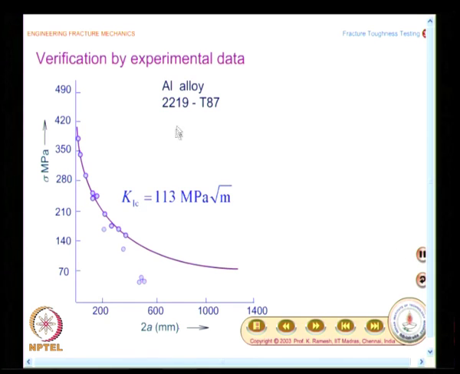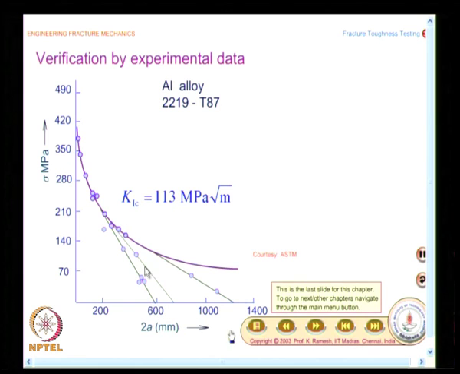The K1C for this alloy is 113 MPa root meter, and using Feddersen's approach, you can draw tangents for different panel widths, and people have found that some of the test data also match with these lines in the experiment. This is courtesy of ASTM. So, this gives the justification that Feddersen's approach for engineering analysis is reasonably acceptable. We can carry on with it.